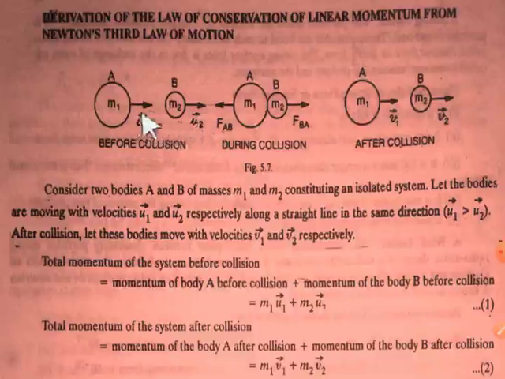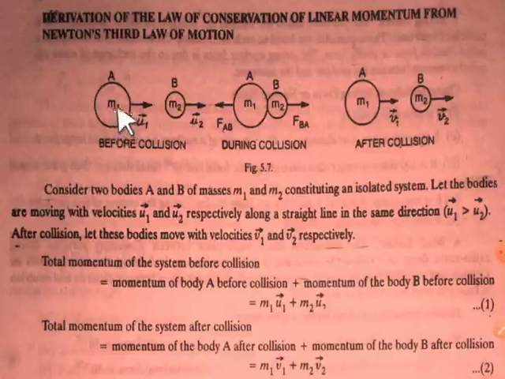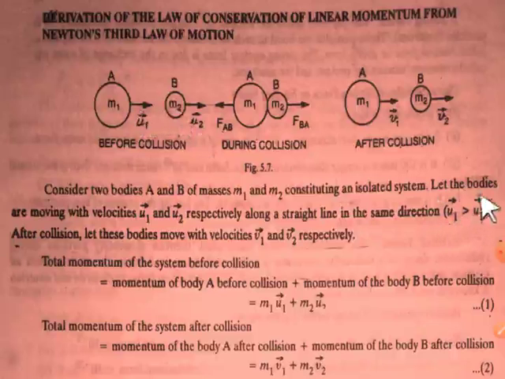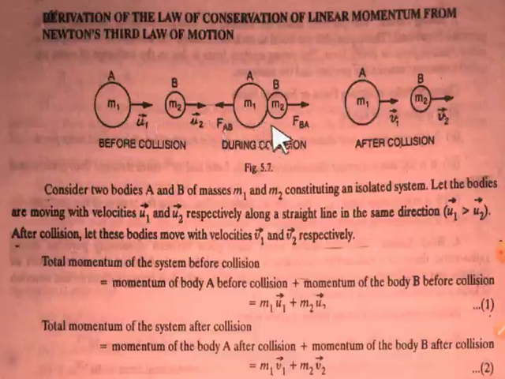So after moving for some distance, the body A having mass m1 will surely collide with the body B of mass m2. In order to have that collision, this condition is essential: the initial velocity of body A, that means u1, must be greater than u2. So when they collide, let the two bodies continue to move in that particular direction along the positive x-axis.